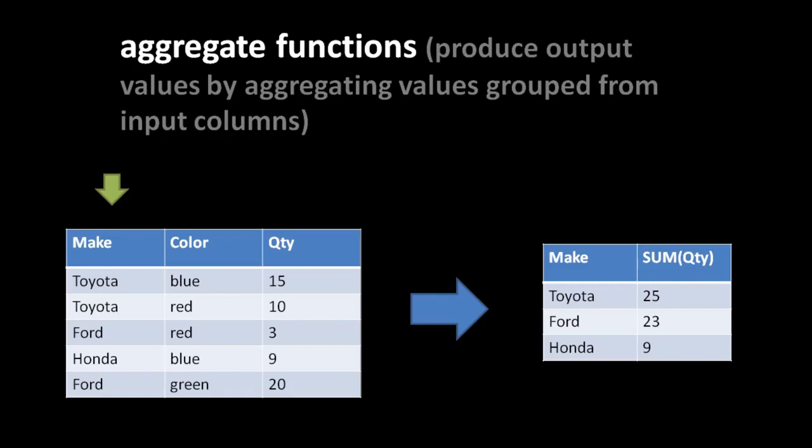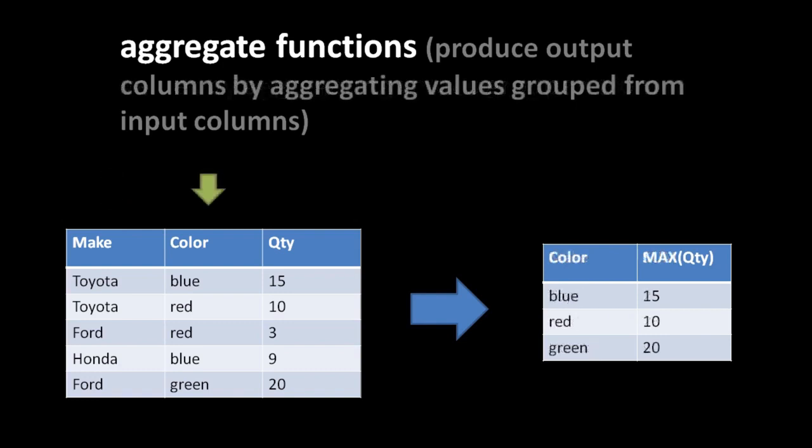So you can see how this is useful. Given our table of inventories of car make and color, we've gotten a table that tells us how many cars we have in total per make. For another example, we're taking the same inventory table, but we're grouping on the color column, and we're using the max function instead of sum. So we're taking the max of the quantity.